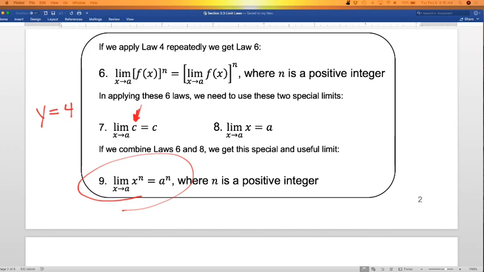And this is very helpful because that covers basically all of your power functions. And when we put that together with the sum law and the constant multiplier law, we're going to find something real handy for polynomials here shortly.